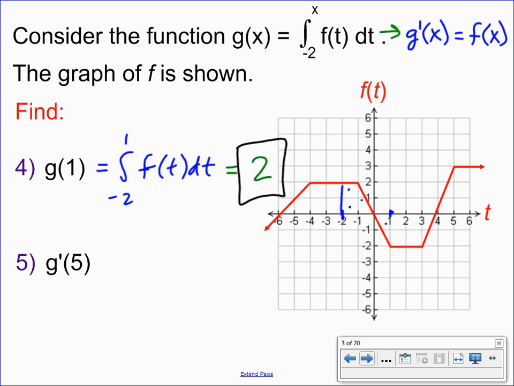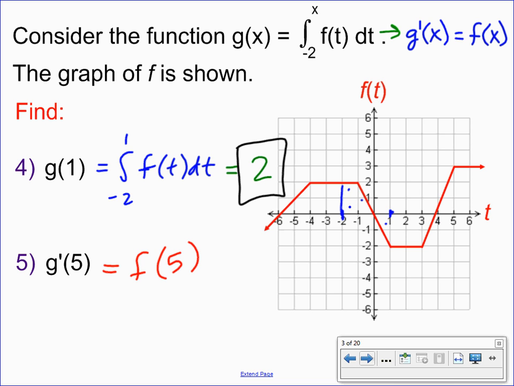And so you should be able to do that the long way. If you had some easy function there, you could evaluate that definite integral with an x in it and then differentiate it to get this. All right, let's go ahead and finish that out then. g prime of 5 equals f of 5. So g prime of 5 equals f of 5.